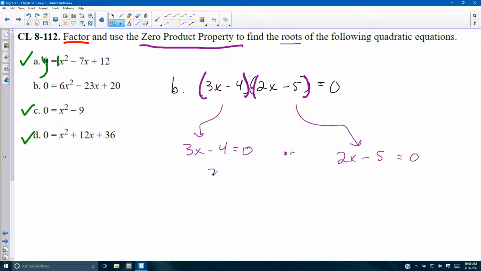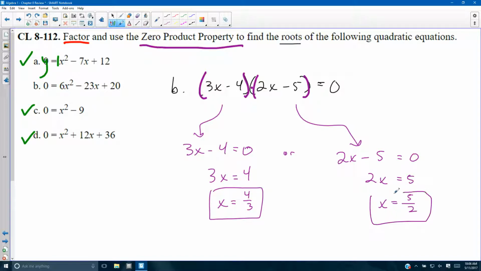Add 4 to both sides. Divide 3 from both sides. 4/3. That is one of your numbers there. I bet you wouldn't have found that using guess and check, right? You would have tried 1 and 2 and negative 7 and 4/3, man. That's a different number. Add 5. Divide by 2. Boom, there's another answer.